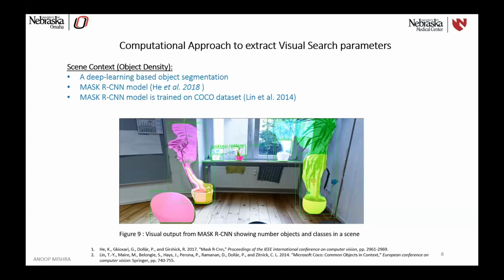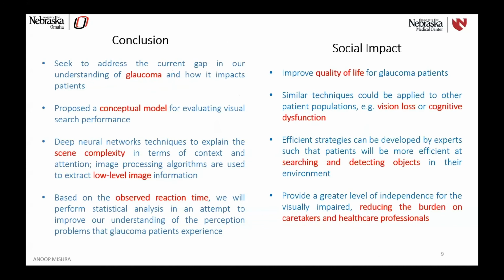We had hoped to have some preliminary data for you, but unfortunately, patient trials have been put on hold due to the entire pandemic situation. So to wrap it up, we are looking to address the current gap in our understanding of glaucoma and how it impacts patients. We proposed this conceptual model that I've just described to you, and we're using some deep neural network techniques as well as some image processing algorithms to extract a set of information that will help us describe the image computationally. And based on the observed reaction time in patients, we're going to, of course, perform a variety of analyses to try and identify meaningful relationships between those image characteristics and altered visual search performance among patient groups.